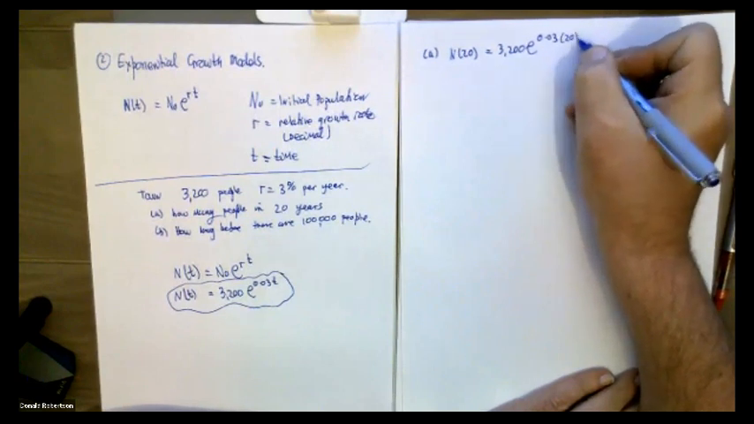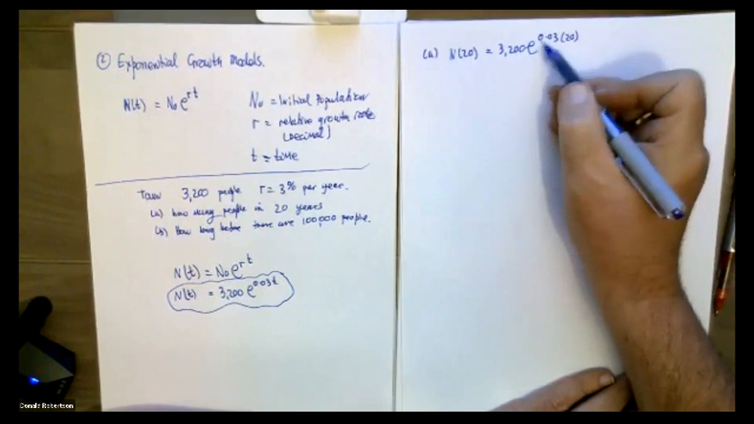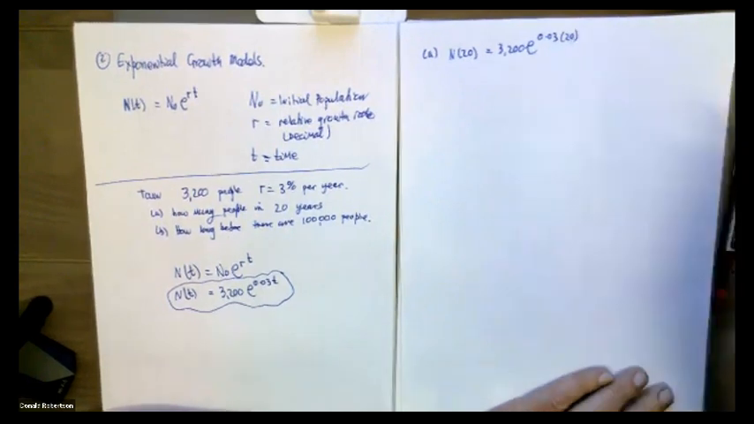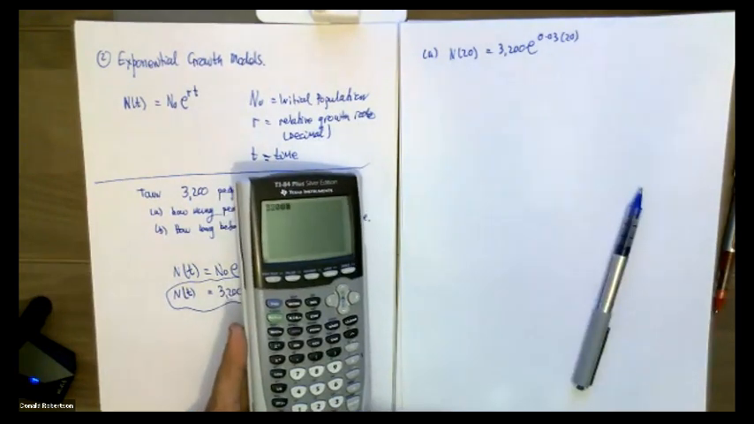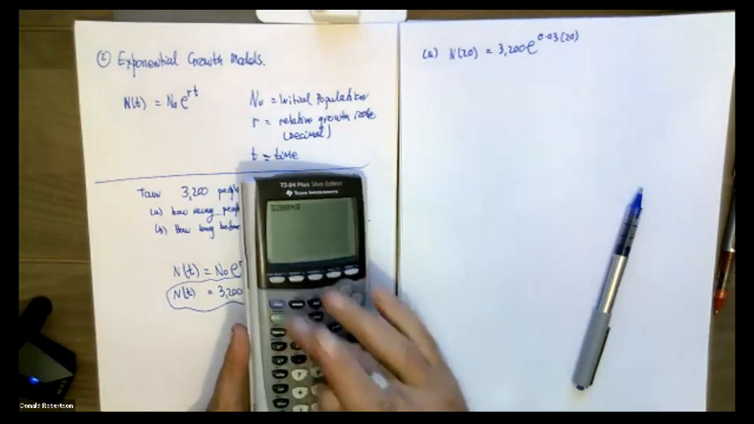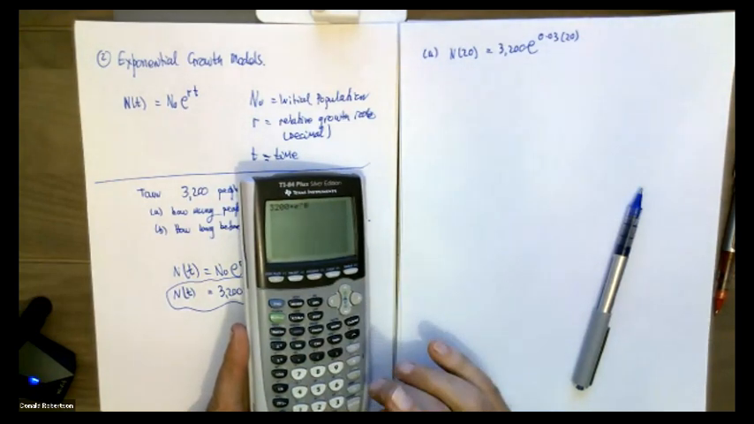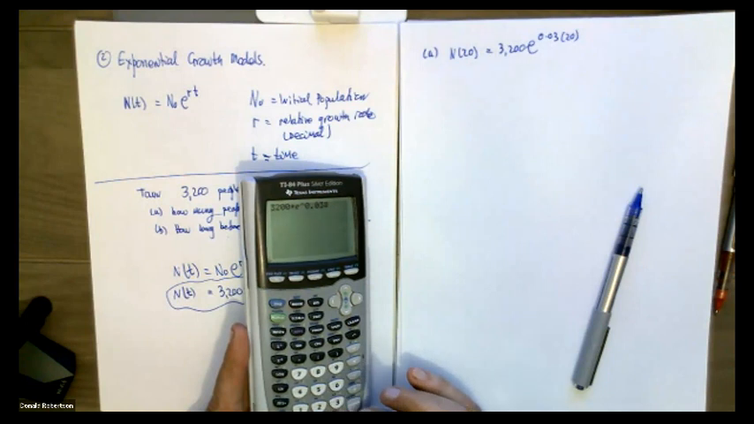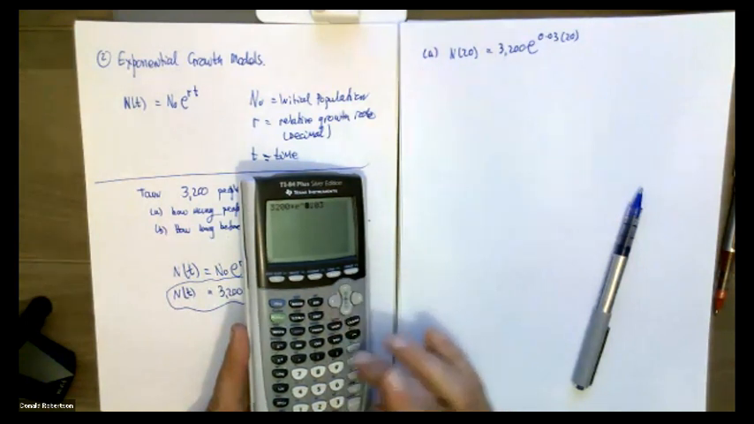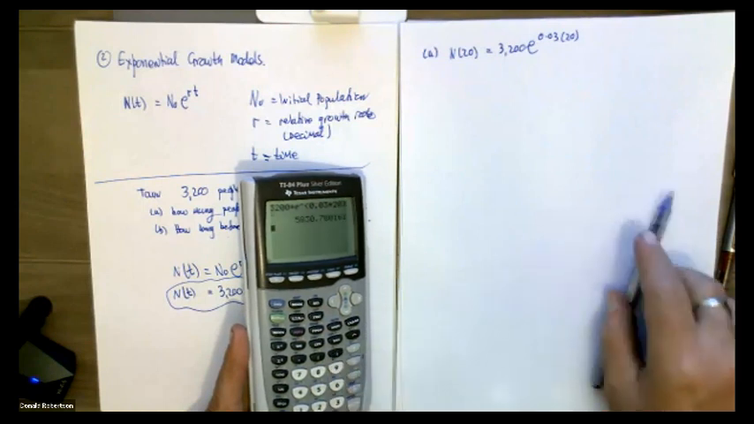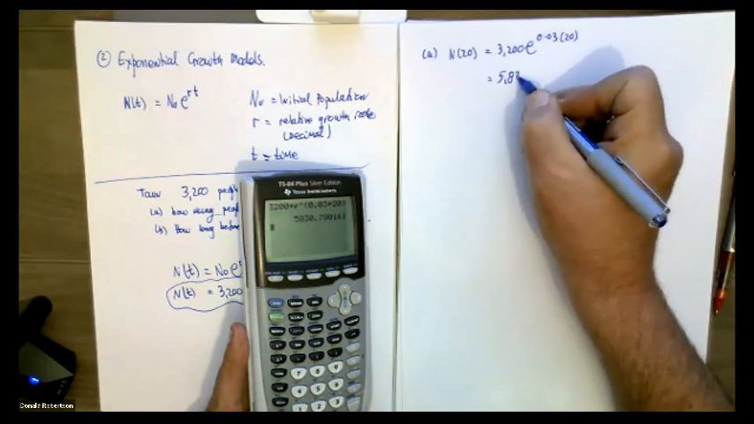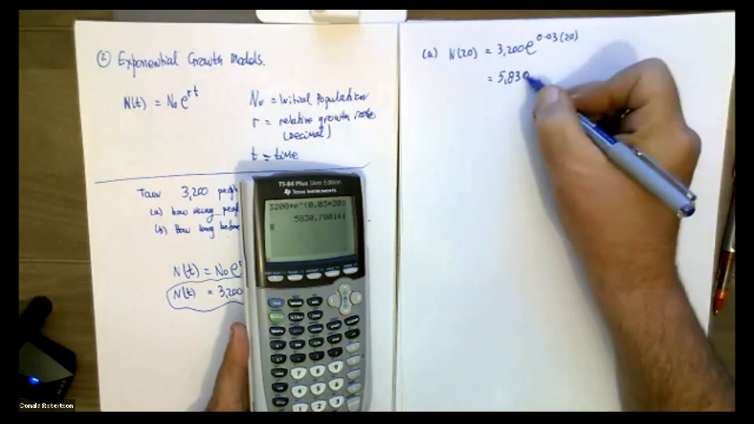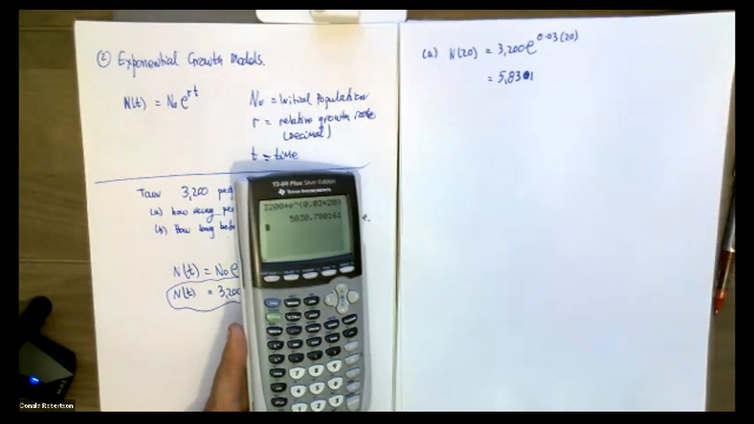And there's your calculation. 3,200 e to the power of 0.03 times 20. 20 years. So I've got my calculator. And we go 3,200 times e to the power of, and I better put brackets around that, 0.03 times 20. And that town has only grown to roughly that. Well, actually, to the nearest whole number, 5,831.